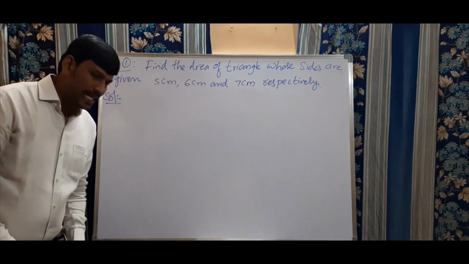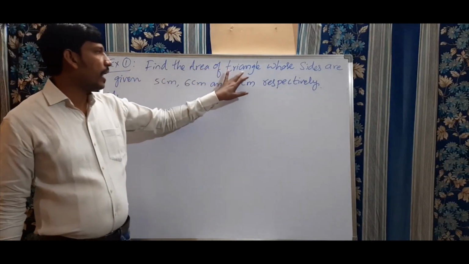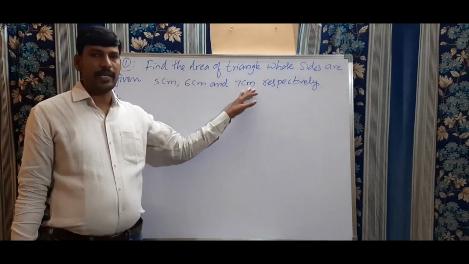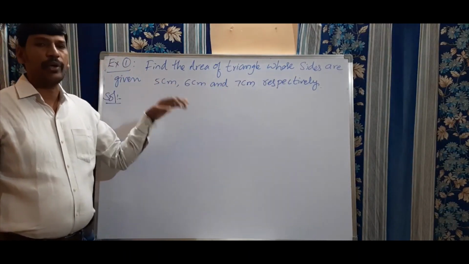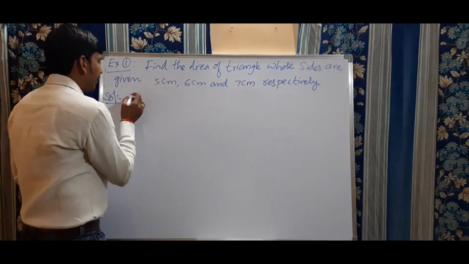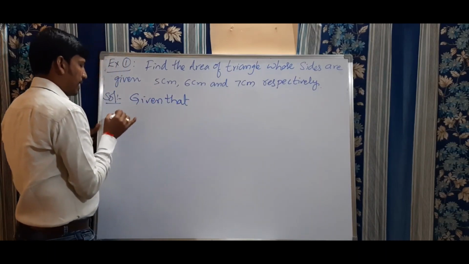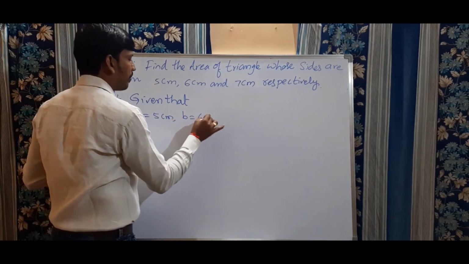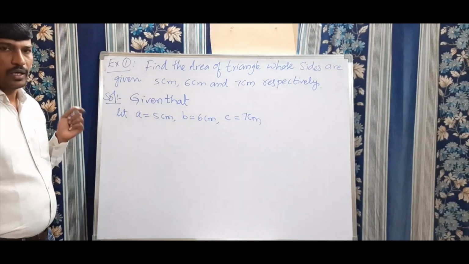Right, children, let us discuss a simple example. Find the area of a triangle whose sides are given as 5 cm, 6 cm and 7 cm respectively. They gave only 3 sides. By using these 3 sides, we are going to find the area of the triangle. Given that the sides are, let a equal 5 centimeters, b equal 6 centimeters, and c equal 7 centimeters.